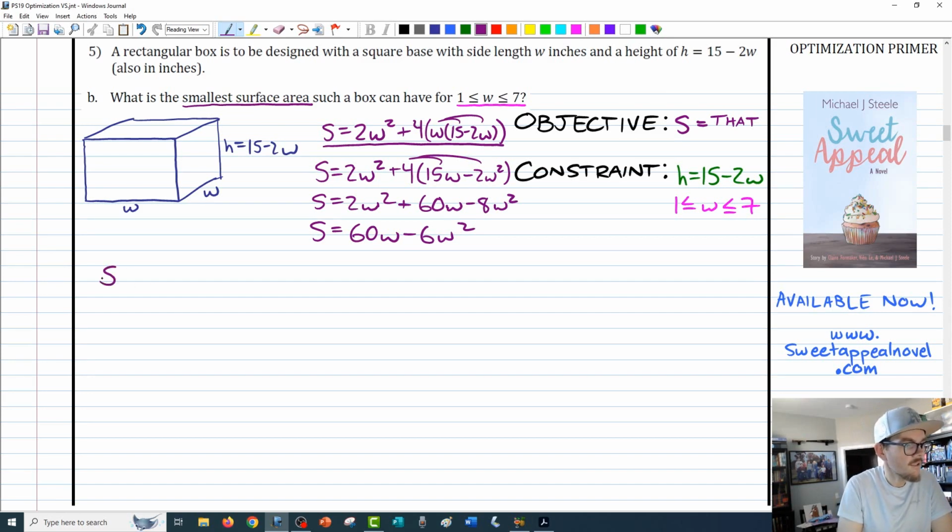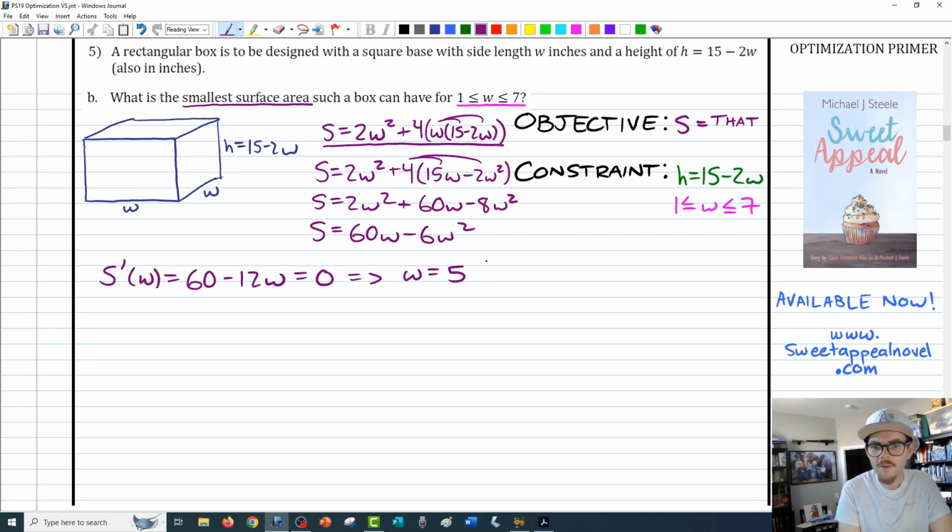From here, I'm going to calculate the derivative. So S prime of W, effectively. It's going to be 60 minus 12W. And effectively, we want to know the critical numbers. It's going to occur at 0. So that's going to give us, it looks like W equals 5. So interestingly enough, W equals 5 has also come up in this particular problem. Just sort of interesting, but it's cool. We can go with it.